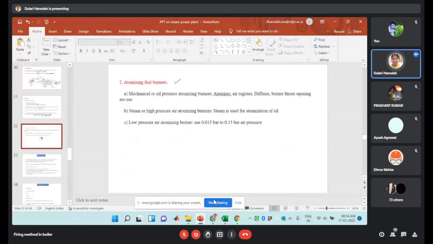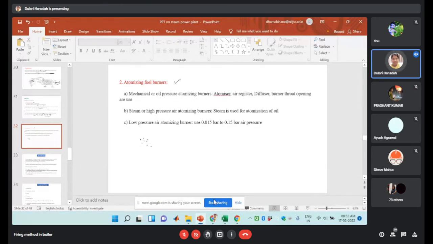Then we have the atomizing fuel burners. As the name suggests, here we use a mechanical system or oil pressurizing unit like an injector. Atomized means that the droplet size should be just right so that it can mix with the hot air, properly vaporize, and form the proper flame. Here you use mechanical or oil pressure atomizing burners, that is the atomizer or injector, with air resistor diffuser burner throat openings.